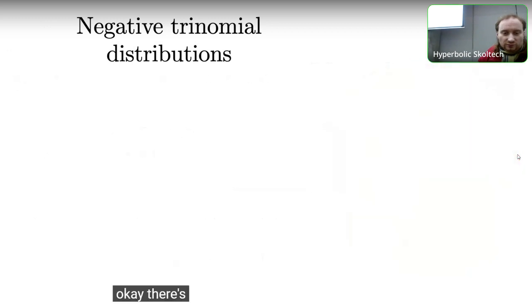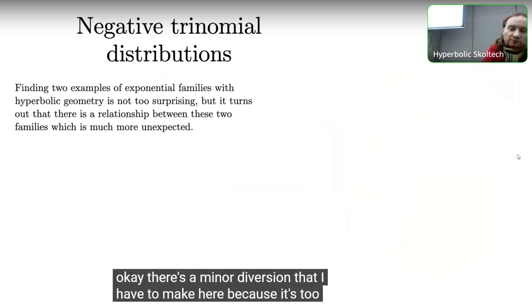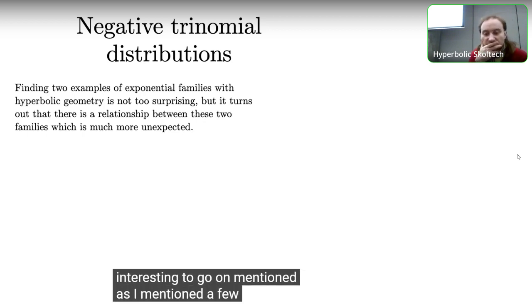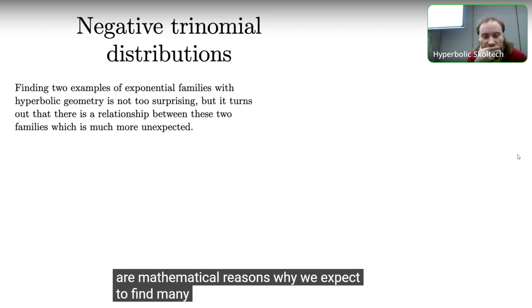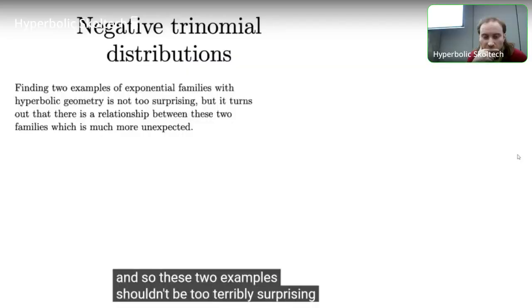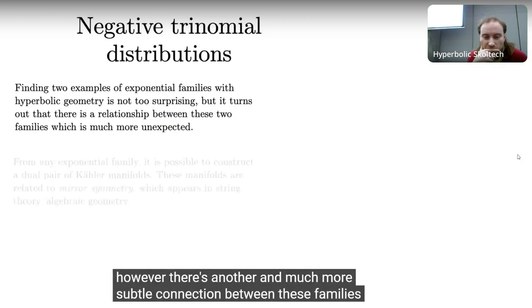Okay, there's a minor diversion that I have to make here because it's too interesting to go unmentioned. As I mentioned a few minutes ago, there are mathematical reasons why we expect to find many exponential families whose Fisher metric is hyperbolic. And so these 2 examples shouldn't be too terribly surprising. However, there's another and much more subtle connection between these families.